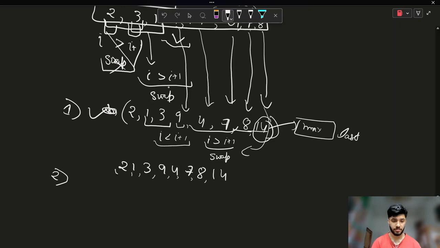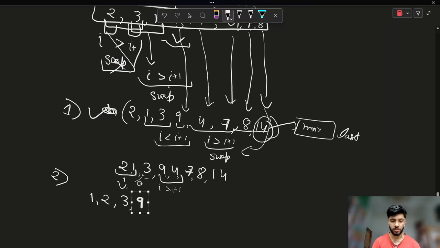First iteration, a swap happens. Yes, because it satisfies the condition of swap: the element at i is greater than the element at i plus 1. 1, 2 will happen. Now 3 is here. Nothing will happen because 2 is smaller. 3 and 9, will something happen? No. So here we'll be getting 9. 9 and 4. Think about it. i is greater than i plus 1. So it will get swapped.